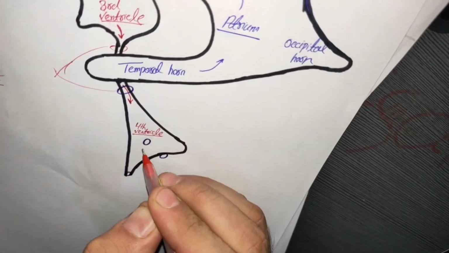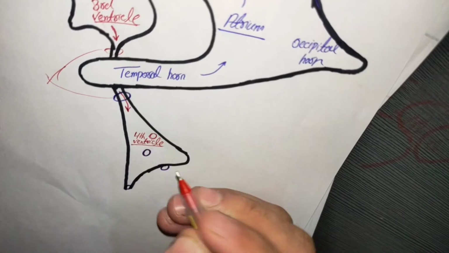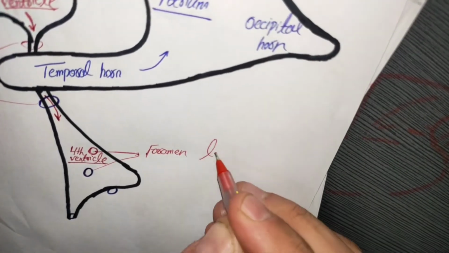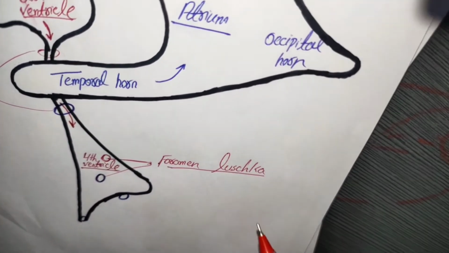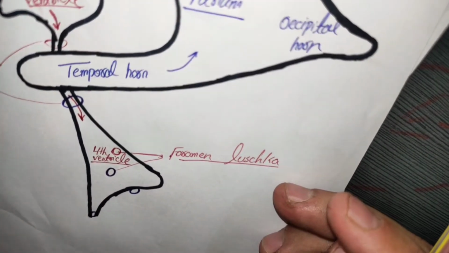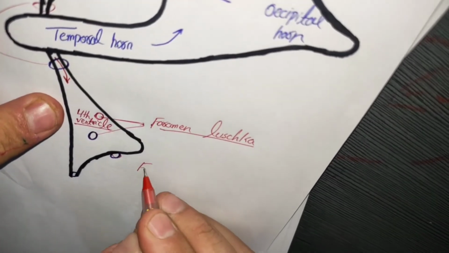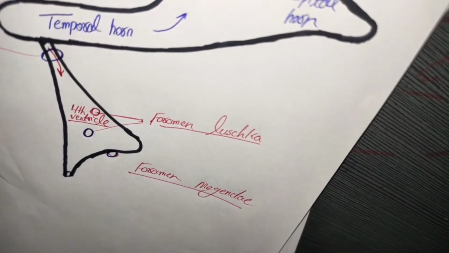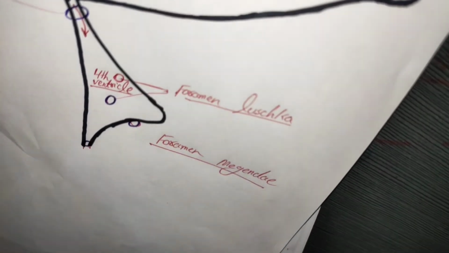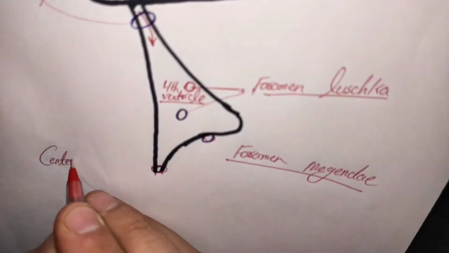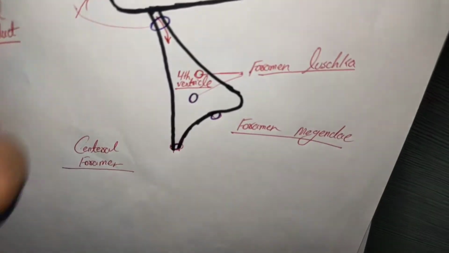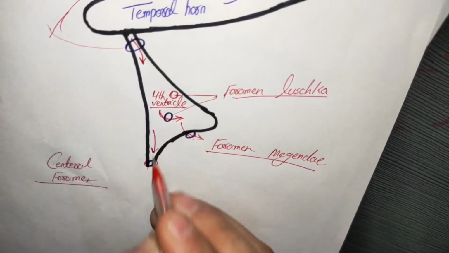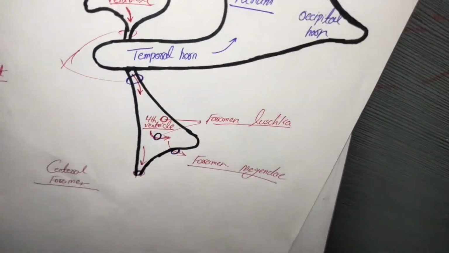In the fourth ventricle we have other foramens. These two foramens are called foramen of Luschka. They secrete this fluid to the subarachnoid space. This foramen is called foramen of Magendie. Foramen of Luschka and foramen of Magendie both excrete the CSF to the subarachnoid space, and the final foramen is the central foramen, which secretes to the central canal of the spinal cord.